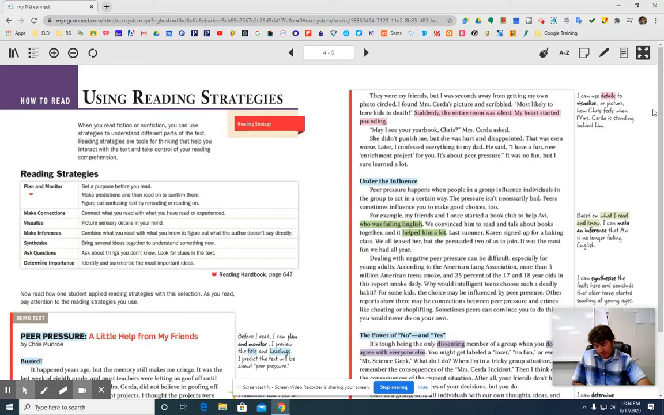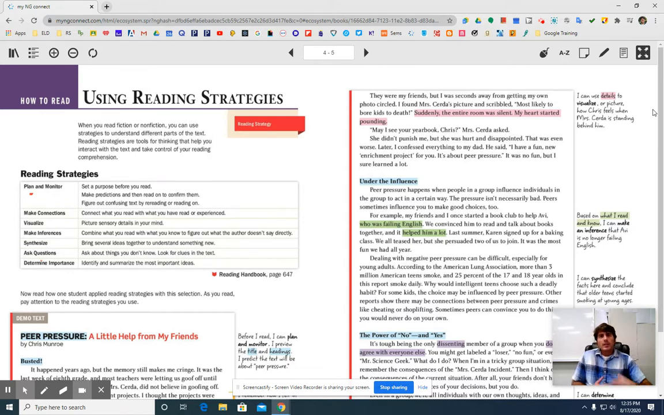Dealing with negative peer pressure can be difficult, especially for young adults. According to the American Lung Association, more than 3 million American teens smoke, and 25% of the 17 and 18-year-olds in this report smoke daily. Why would intelligent teens choose such a deadly habit? For some kids, the choice may be influenced by peer pressure. Other reports show there may be connections between peer pressure and crimes like cheating or shoplifting. Sometimes peers can convince you to do things you would never do on your own.